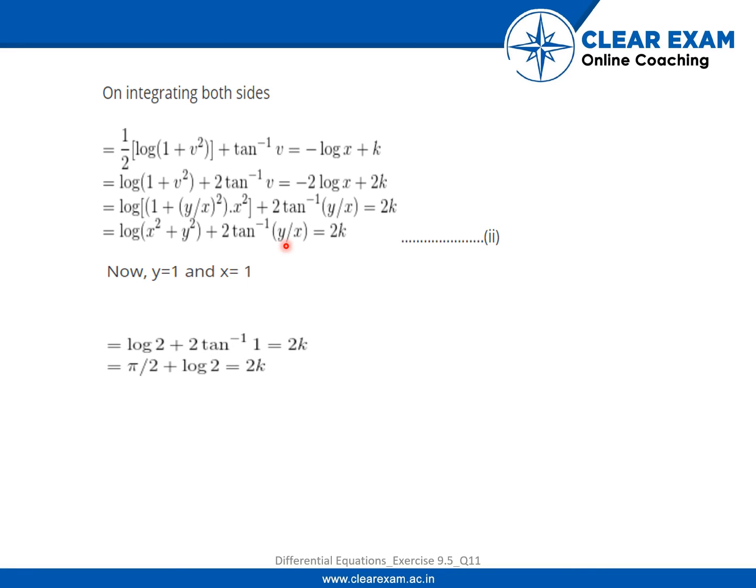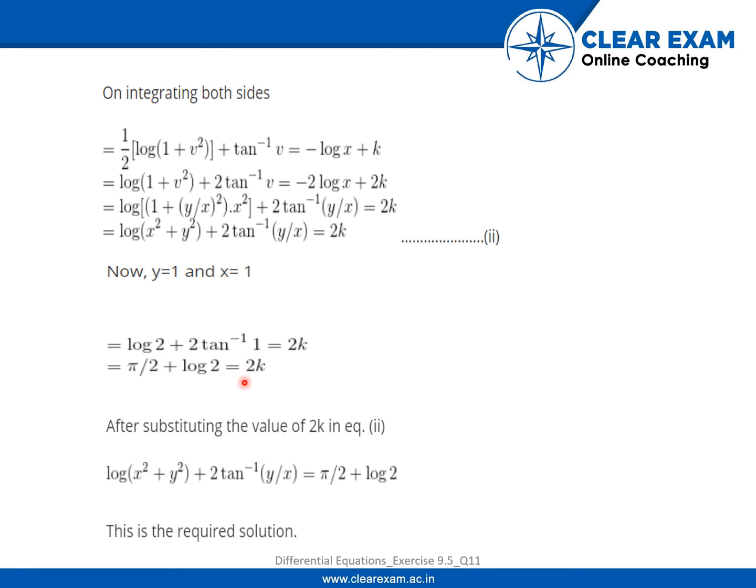Now putting y = 1 and x = 1, log 2 + 2 tan⁻¹(1) = 2k. So tan⁻¹(1) is π/4, so π/2 + log 2 = 2k. After substituting the value of 2k in the equation, log(x² + y²) + 2 tan⁻¹(y/x) = π/2 + log 2. This is the required solution.